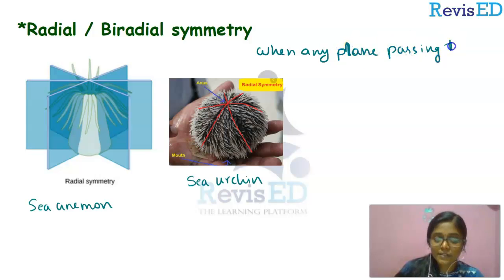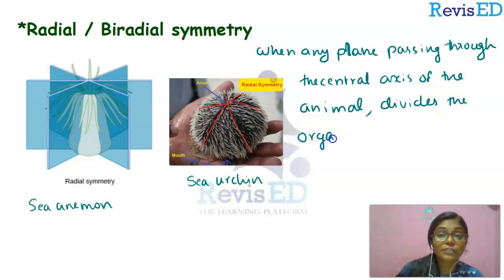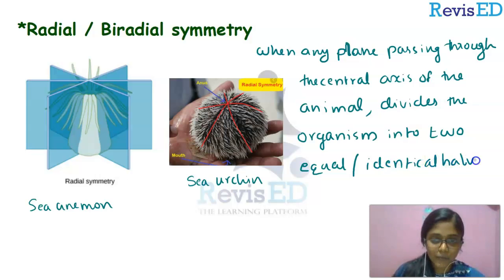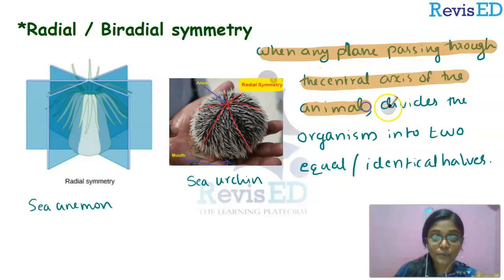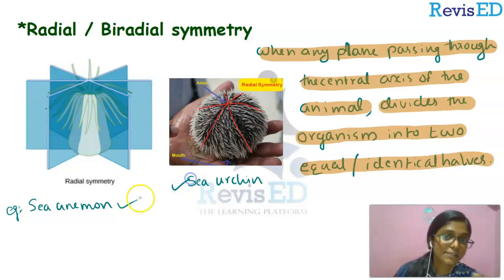So radial symmetry or biradial symmetry is nothing but when we cut the animal through any of its radial planes through the central axis, we get two equal halves. I repeat, when any plane passing through the central axis of the animal divides the organism into two equal or identical parts, then it is called radial or biradial symmetry. For example, sea anemone, sea urchin, and most of the echinoderms or coelenterates come under this category.